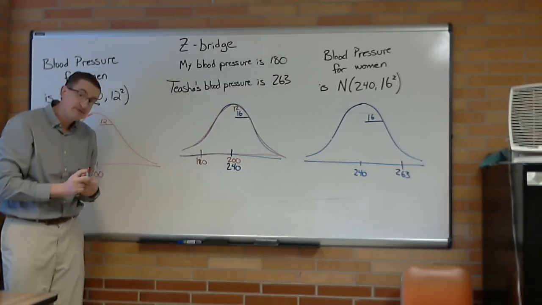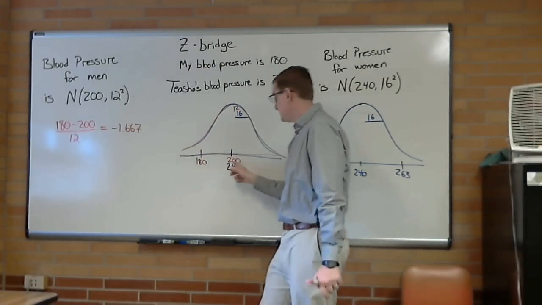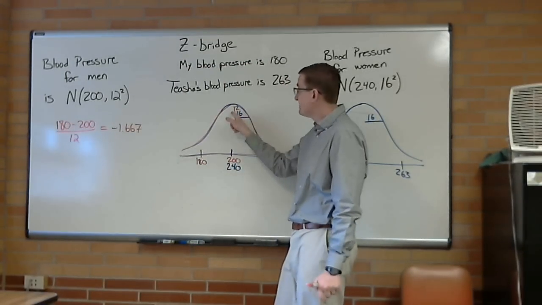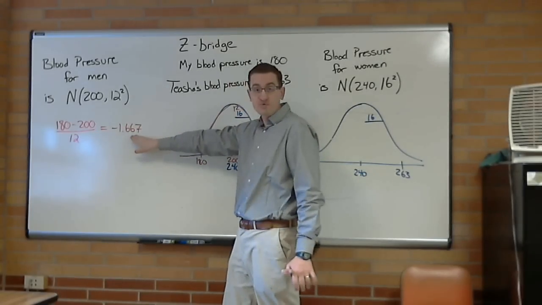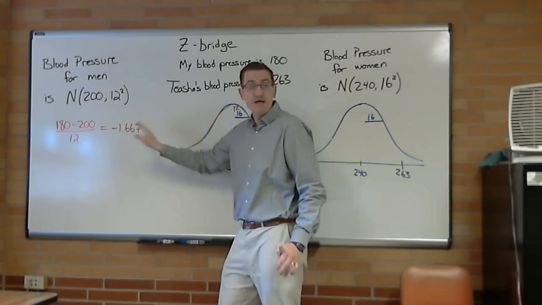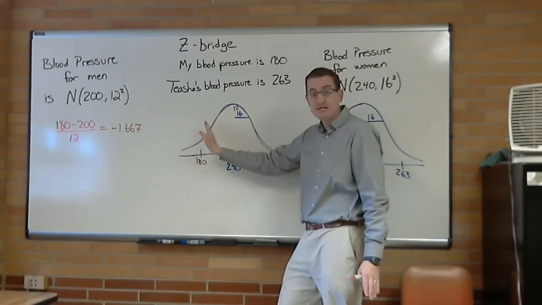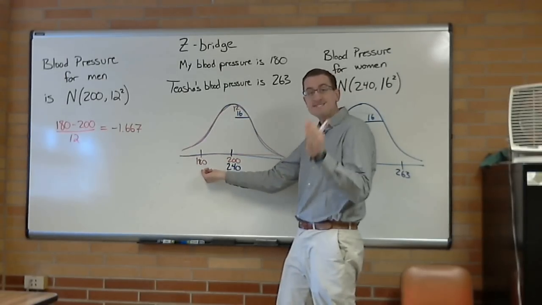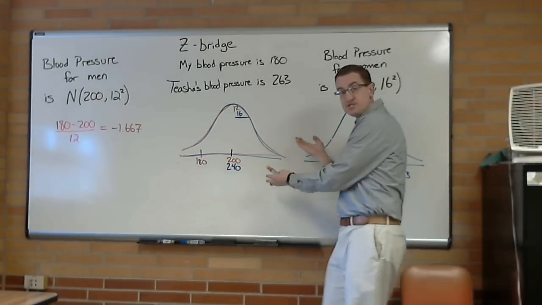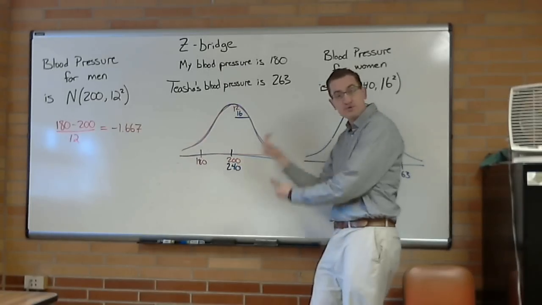To answer that, I'm going to look at my z-score. My value of 180, how far is it from 200, divided by 12, which is the standard deviation, and what I get is that it's negative 1.6667. And I want you to understand what that means. From here, I am 1 2/3 of these standard deviations away. If I use that same language for the blue distribution for the women, I can say what value would this be for the women's graph.